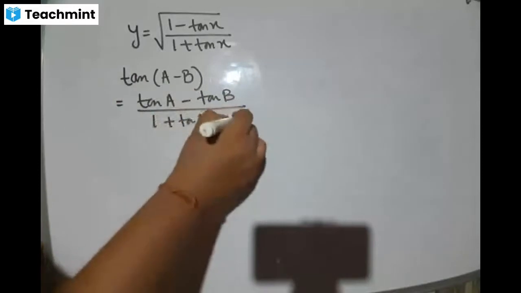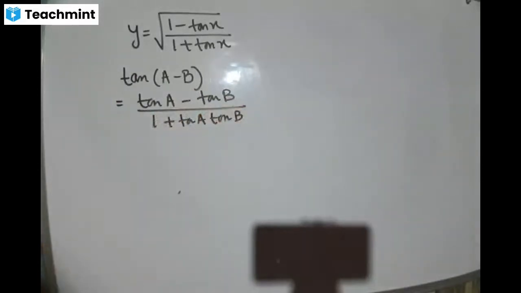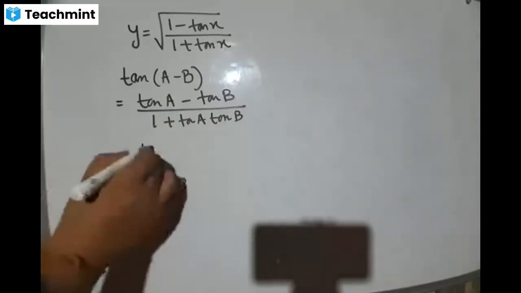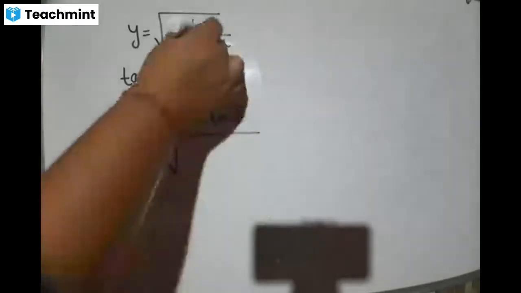So that is why I'm telling you, the moment you see a trigonometric function, don't start differentiating unless and until you simplify it. Is that clear? Now what basically I have to do is convert this expression into this.